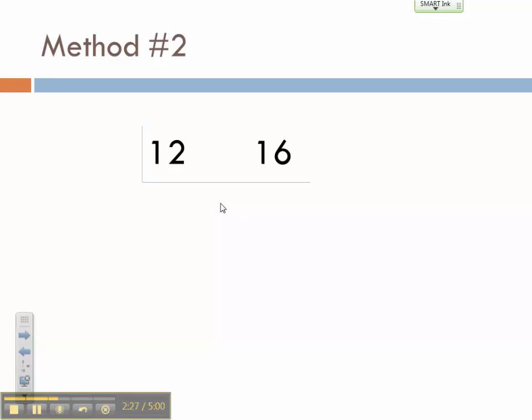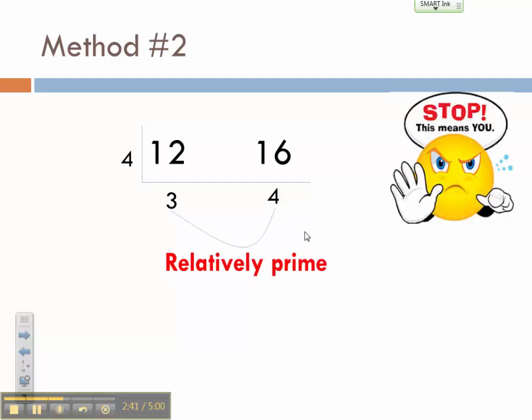Here's your upside down bridge. I'm saying 4 goes into both. 4 goes into 12, 3. 4 goes into 16, 4. 3 and 4 are relatively prime, meaning the only thing that goes into both numbers is 1. Relatively prime tells us that we can stop.